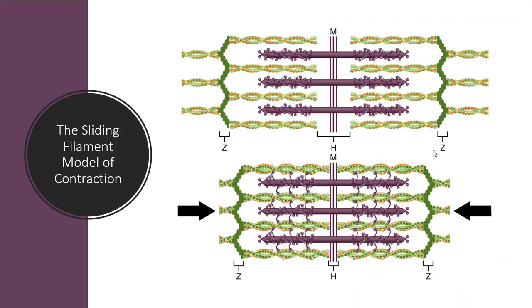Just another version of it. Now, here, again, here's this H zone right there. The muscle contracts. What happens to the H zone? It gets super tiny. It basically almost goes away. The actin can actually make contact with the M disc or the M line. So, another version of looking at it.